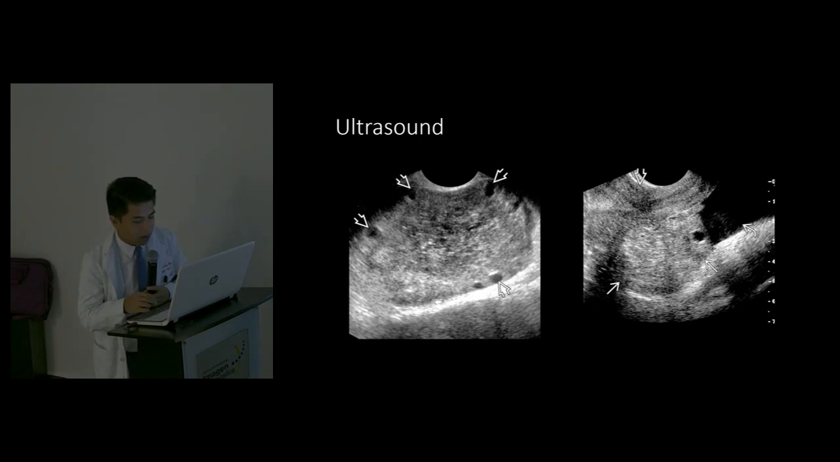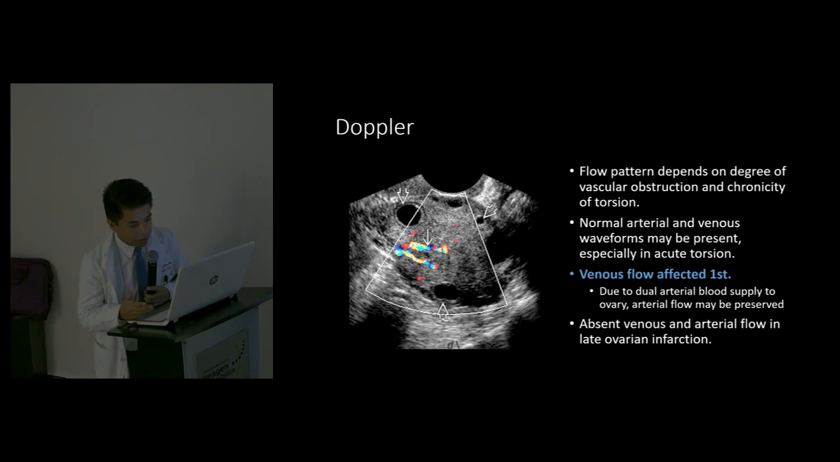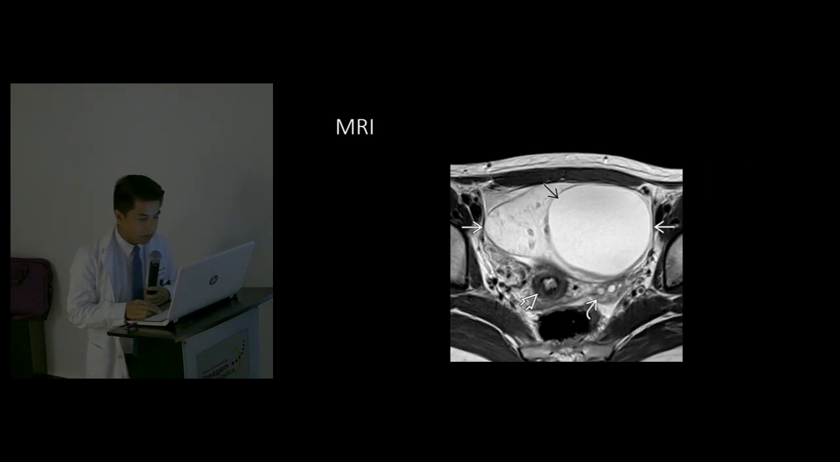And sometimes the ovary is tender to touch by the ultrasound probe, and we can find free fluid in the pelvis with low level echoes. In Doppler, the flow pattern depends on the degree of the vascular obstruction and chronicity of the torsion. So normal arterial and venous waveform may be present, especially in acute torsion, but the venous flow is affected first. This is because of the dual arterial blood flow supplied to the ovary. Absent venous and arterial flow is late in ovarian torsion.